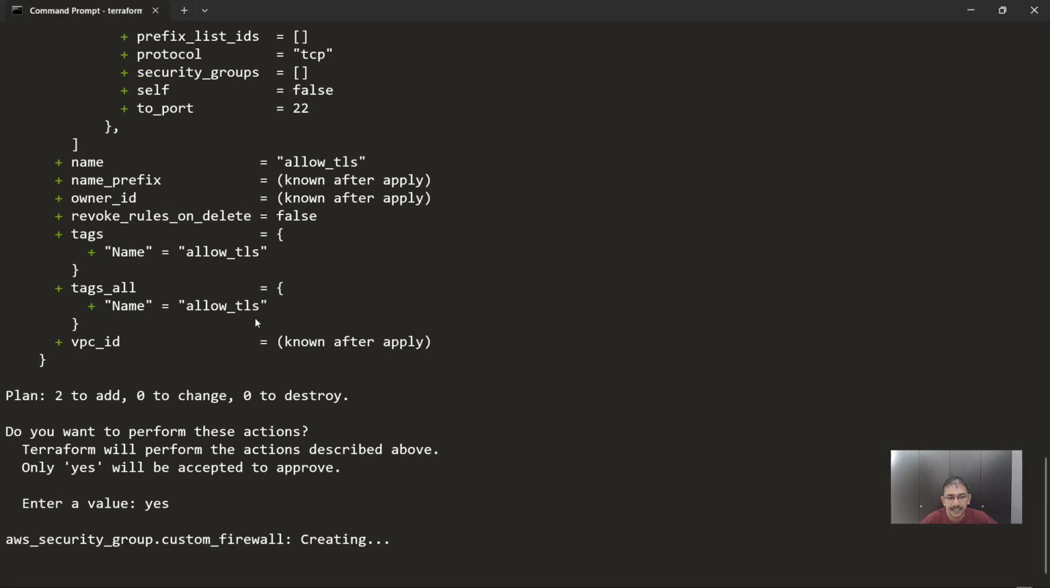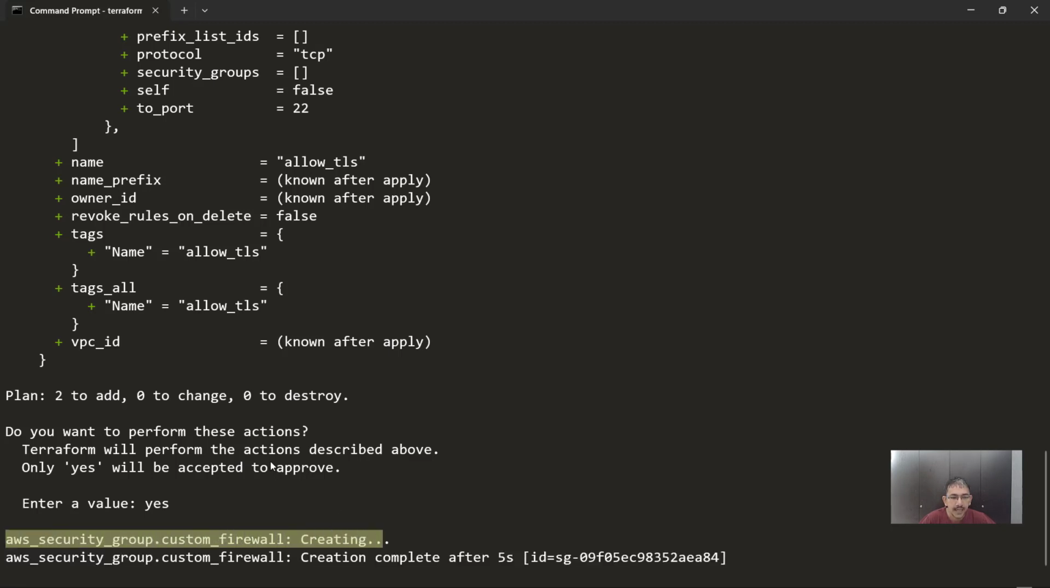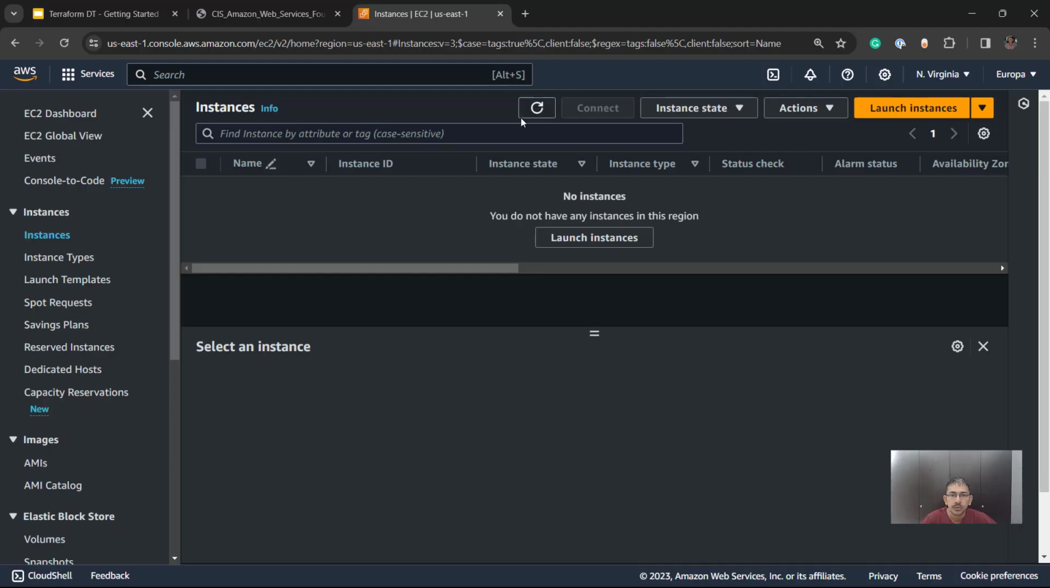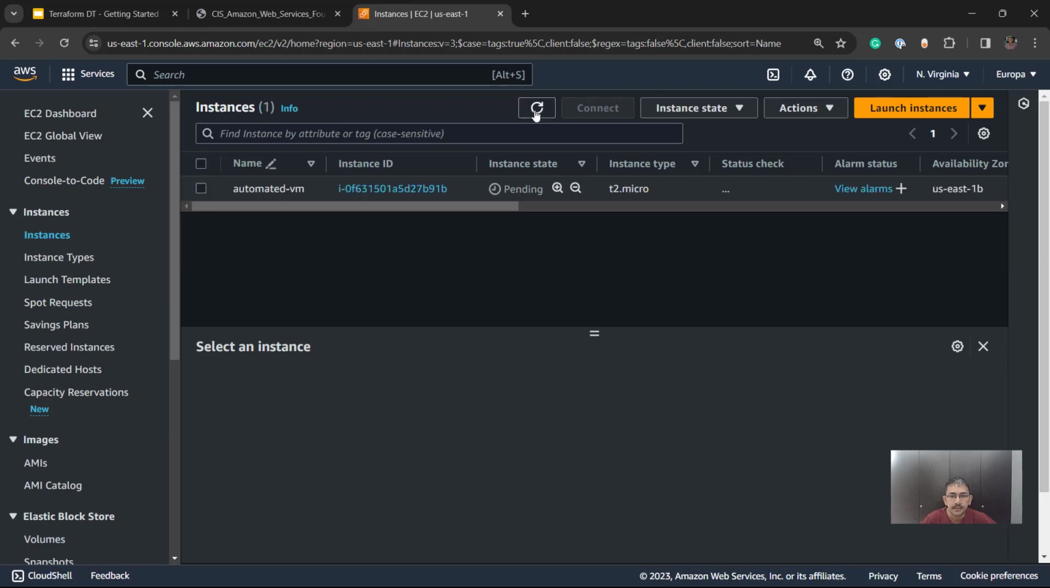I'll just say it as yes. So now you see Terraform has started to create firewall rules in AWS, and also Terraform has started to launch a new virtual machine in AWS. So if I quickly refresh this, you see a new virtual machine is created called automated VM.